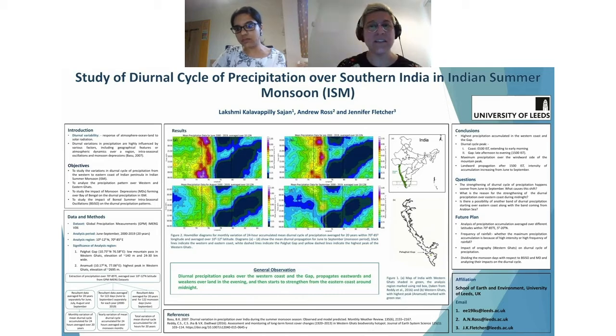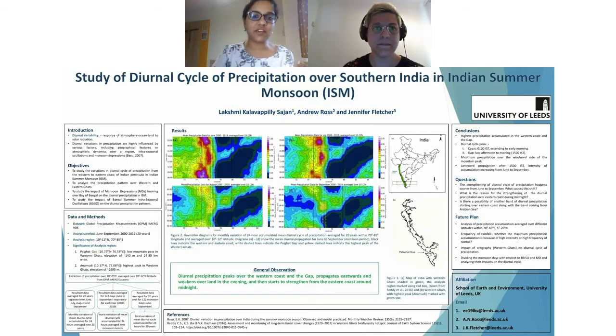Are there any initial ideas for why this might be, about the earlier strengthening of the diurnal cycle through the monsoon months? That's one of the objectives of my study, and I feel that it could be because it's a coastal region, but we're not sure about it. I have to work on that more in my study.